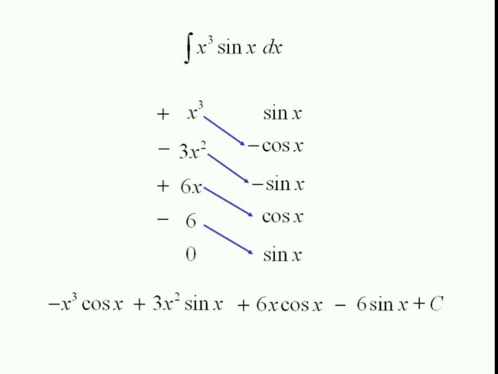Then the third row of the f(x), which is positive 6x, and the fourth row of g(x), which is cos x. The answer here is positive 6x cos x. Then the fourth row of f(x) is negative 6, and the fifth row of g(x) is sine x. So the answer is negative 6 sine x plus c.